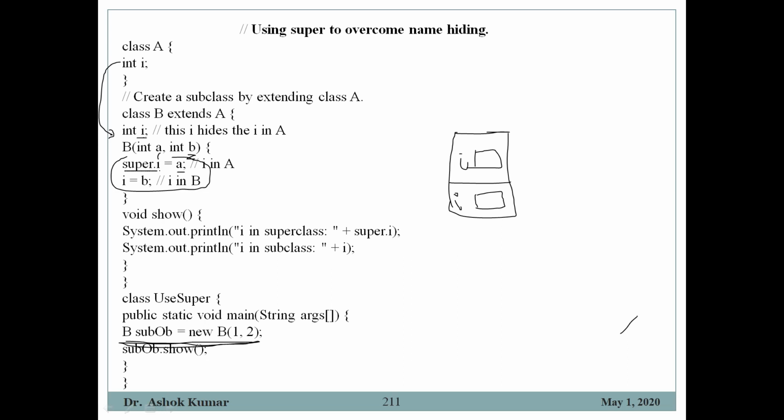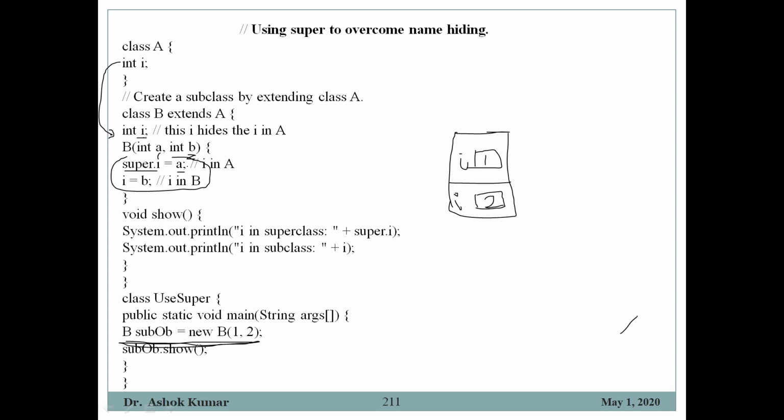So here we are using super.i, so this i will get the value 1. And in the second line, we are assigning B to just i. If you use i only, that means i of the current class, and the current class is subclass B. So this i is this, right? So this will get the value 2.